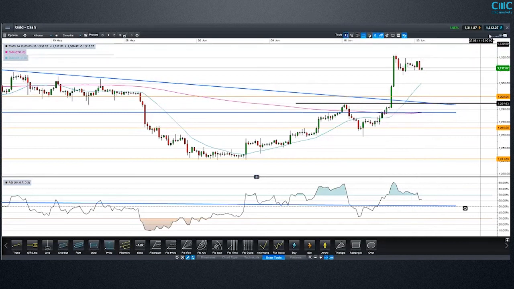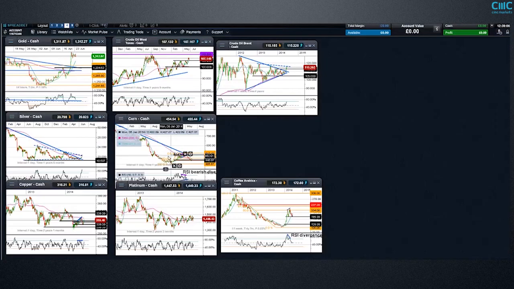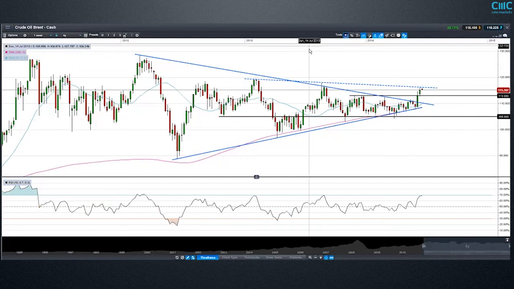Let's have a look at oil. That's obviously been the other big market. It's been making some big moves. We obviously trade Brent and crude. This is the weekly chart. You can see it's quite significant where we've broken from in this Iraqi crisis. Broken out of this real long term triangle pattern that's been in place since March 2012.